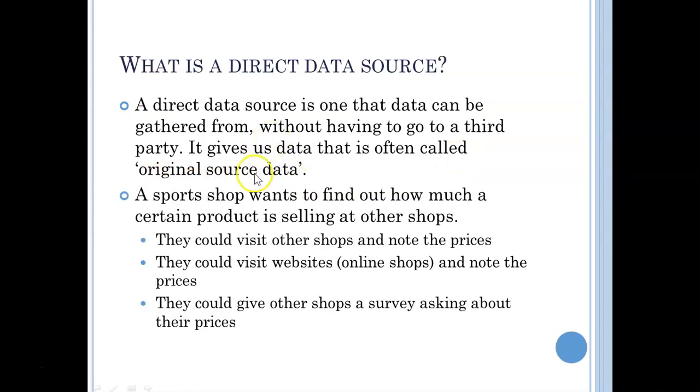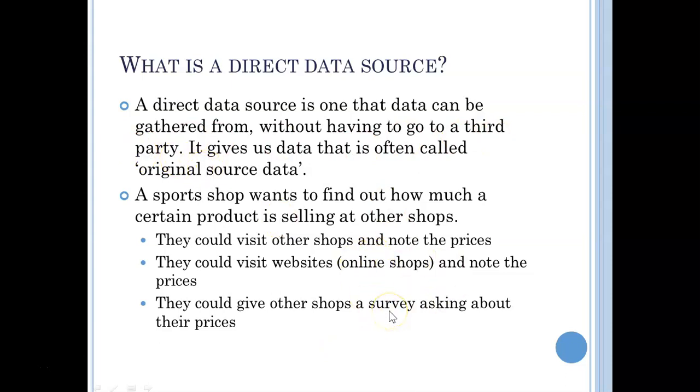Just an example, let's say we have a sports shop that wants to find out how much a certain product is selling at other shops. How can they go about finding this information? In this example, we have three ways that they can do this. They could visit other shops and note the prices. They could visit websites, or in other words, online shops, and note the prices there. Or they can just give other shops a survey asking about their prices. So in this example, they can find this information without having to go to a third party to gather this type of info.